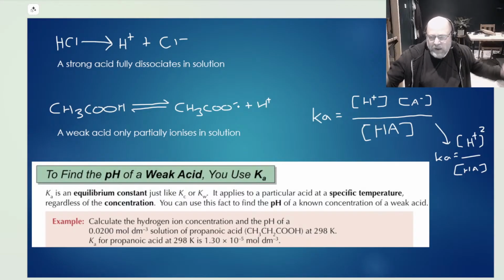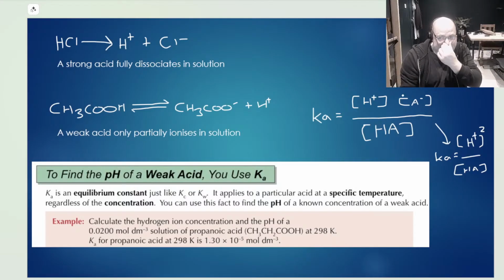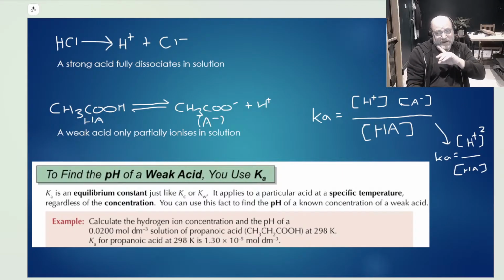Let me write it. I'm going to rewrite this in terms of this. The A minus represents, when you break an acid down, the negative ion, the A, and the H represents the hydrogen ion. So this would be A minus, and that is H plus. So that is A minus, and that is HA. I technically should have written it like that, but this is the simplified version.